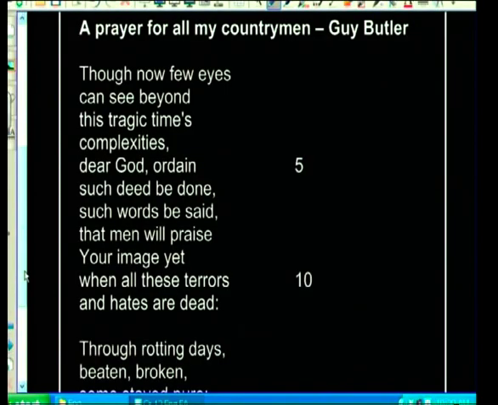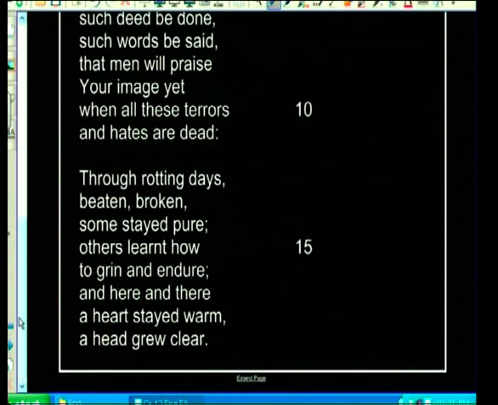And it begins. Though now few eyes can see beyond this tragic time's complexities, dear God, ordain such deed be done, such words be said, that men will praise your image yet, when all these terrors and hates are dead. Through rotting days, beaten, broken, some stayed pure, others learnt how to grin and endure, and here and there a heart stayed warm, a head grew clear.